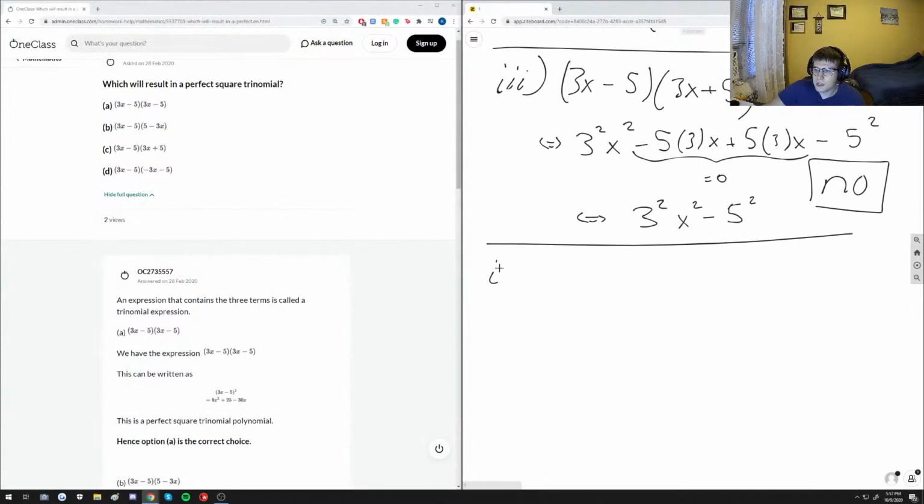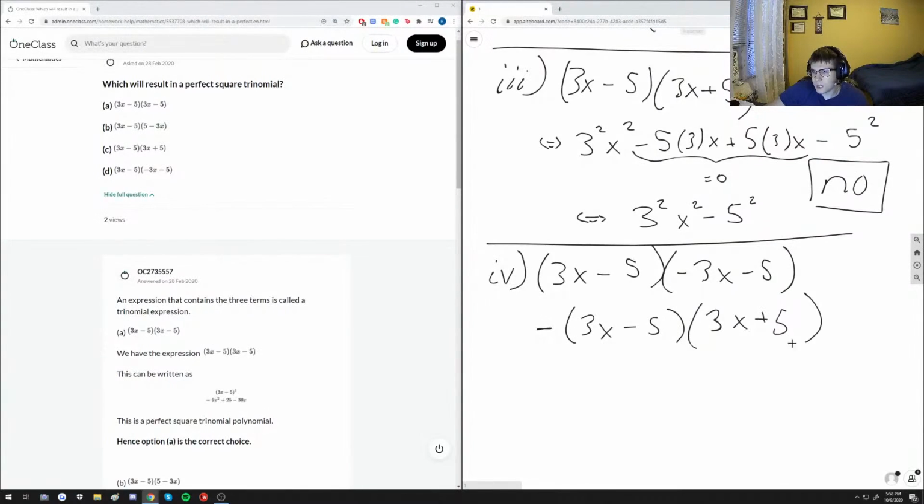And finally, our last answer choice, we can look at (3x minus 5) times (minus 3x minus 5), and we're going to use a similar trick to the one that we used for the second answer choice, and we're going to factor out this minus sign here. So we're going to get minus (3x minus 5), and then factoring out this minus sign, we got (3x plus 5). And because this exact product was not a perfect square trinomial the first time around, it is not going to be one again just because of this minus sign. So what this really is, minus 3 squared x squared minus 5 squared, right? And for that reason, this is not a perfect square trinomial.